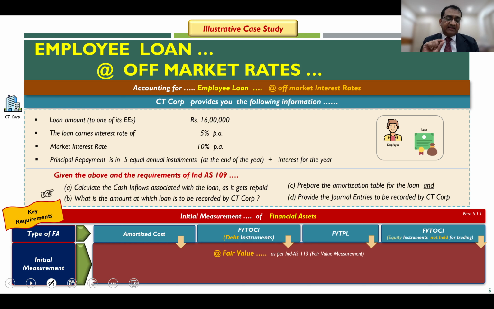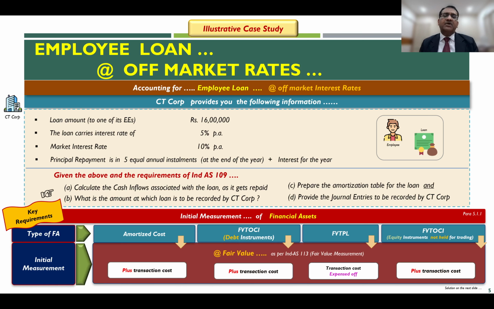But there is a slight difference in the treatment of transaction cost. For example, if the financial asset is measured at fair value through profit and loss, any transaction cost associated with such a financial asset is also charged to P&L. It gets debited to P&L 100% at the time of issuance. But for the other three categories of financial assets, the transaction costs incurred get adjusted in the carrying amount of the asset.